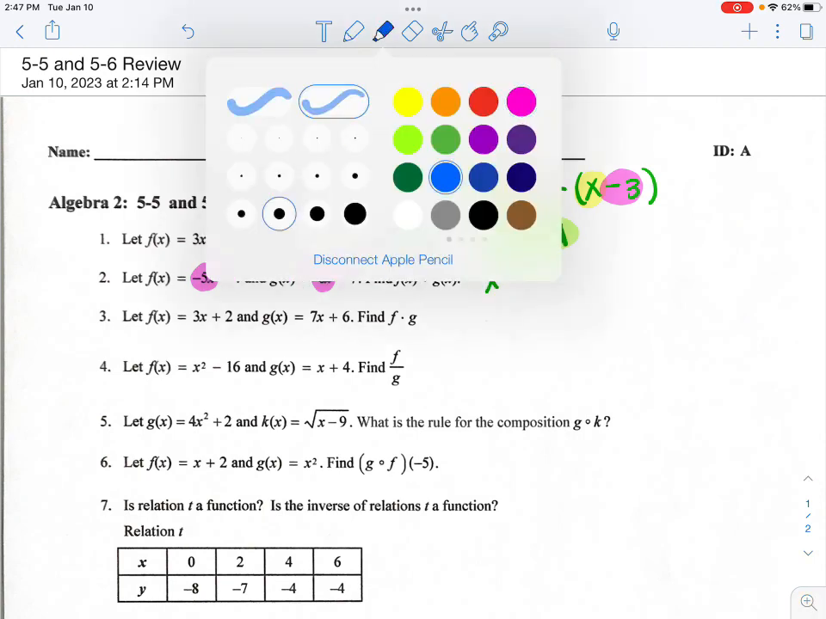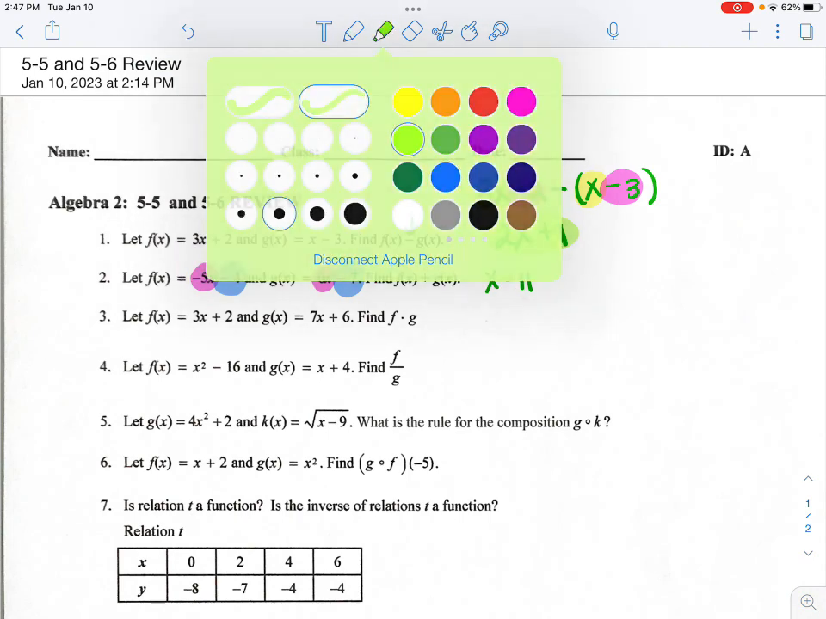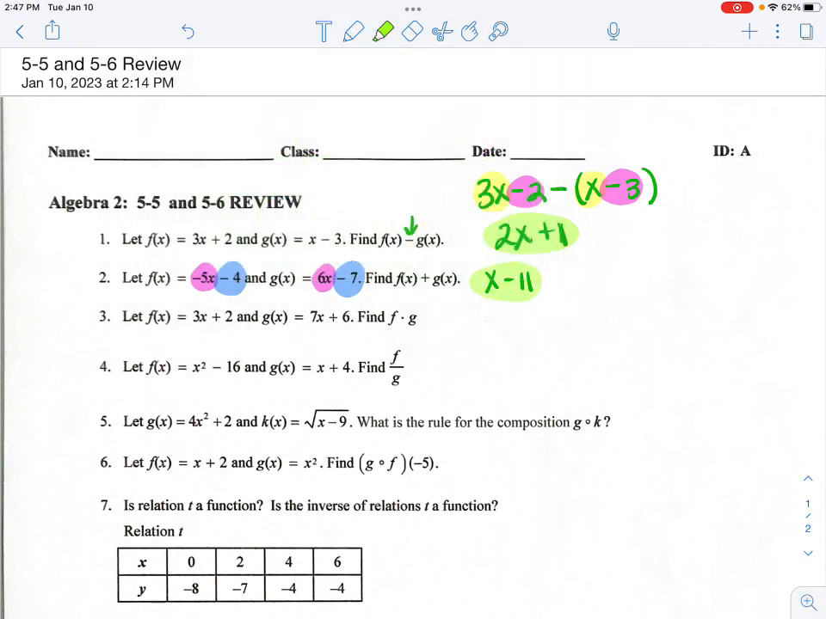And then here I can see that I have a negative 4 and a negative 7. And negative 4 plus negative 7 is negative 11. So that's f of x plus g of x. Super duper easy. You're just combining like terms. Watch your signs. There we go. There's the solution to number 2.